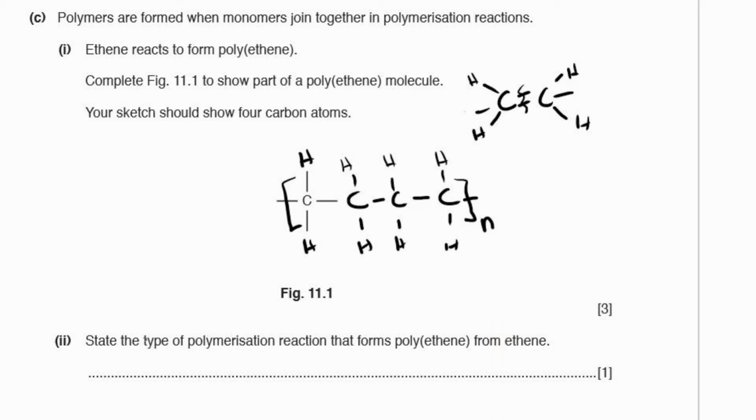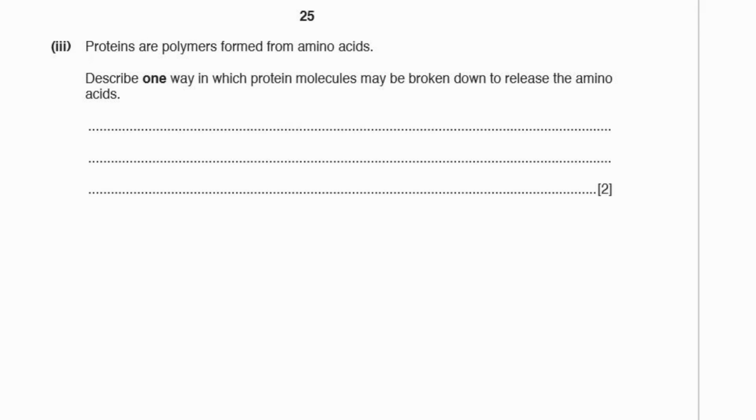Okay, 2, state the type of polymerization reaction that forms polyethene from ethene. Okay, this is called an addition polymerization. All right, good. 3, proteins are polymers found from amino acids. Describe one way in which protein molecules may be broken down to release amino acids.